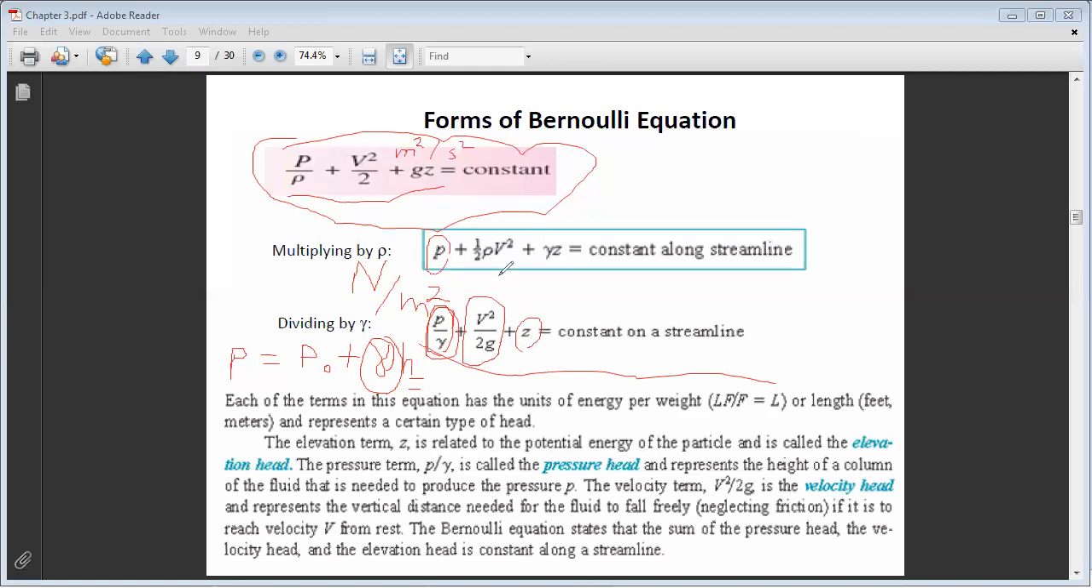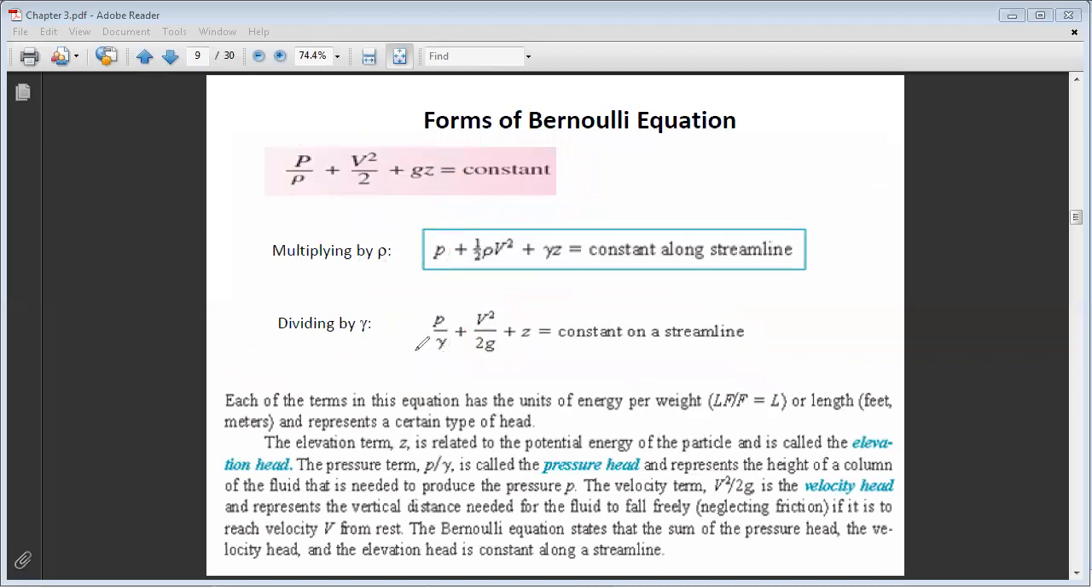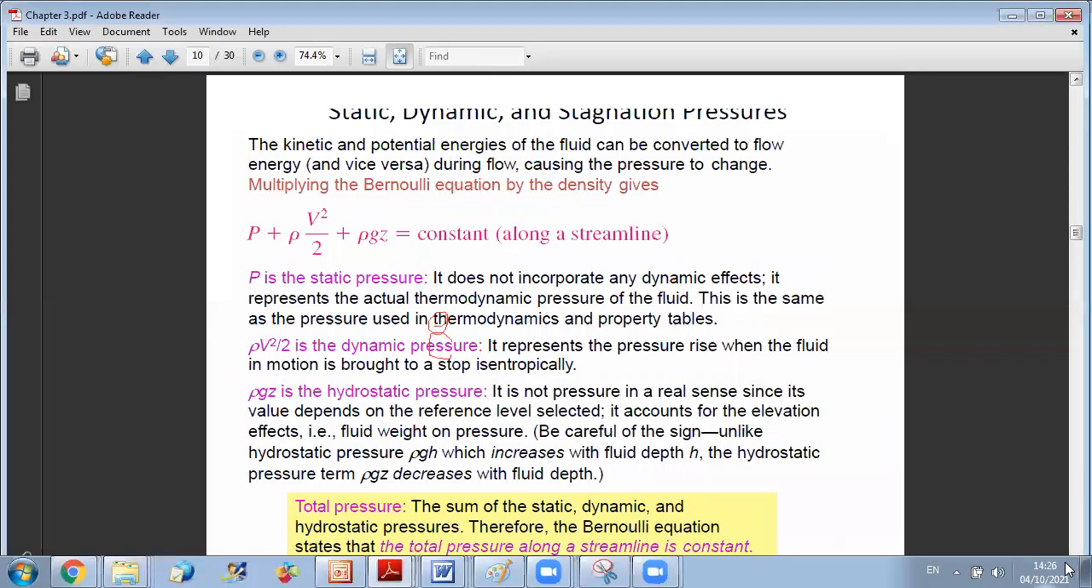So you are free to use any of these three. Of course, you will get at the end the same result. But heads are widely used when we deal with fluids. So if they give you the pressure head of a fluid, you can just multiply by gamma to get the pressure of your fluid.